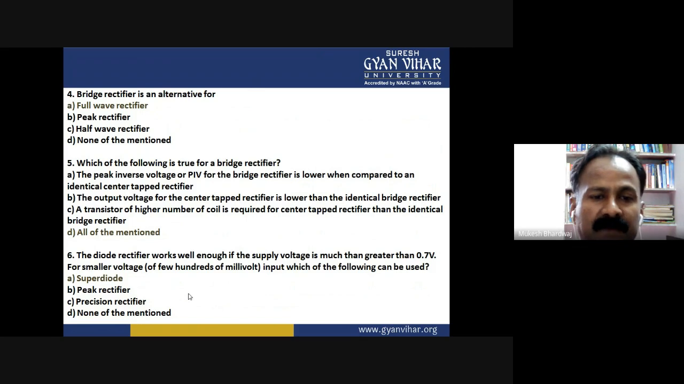The diode rectifier works well enough if the supply voltage is much greater than 0.7 volt. For a smaller input voltage of a few hundred millivolts, which of the following can be used? Super diode, peak rectifier, precision rectifier, none of the mentioned. So option A is the right answer, the super diode.